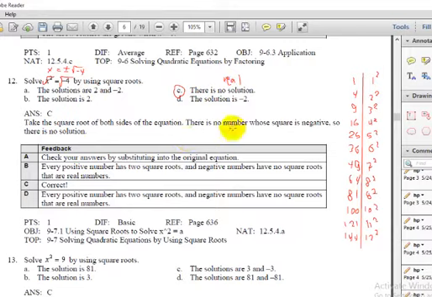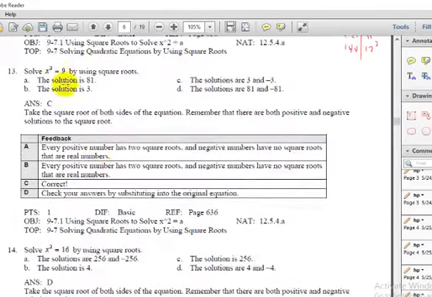Okay? No number whose square is negative. So there is no real solution. Okay, very good. Let's see this one. X power 2 equals 9. Let's take the square root here. And don't forget here plus or minus square root of 9.